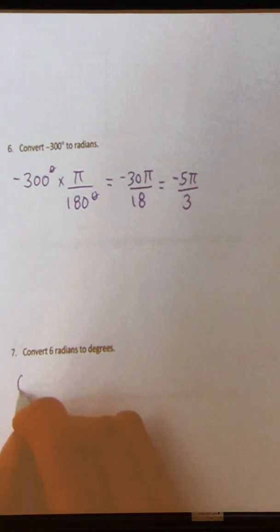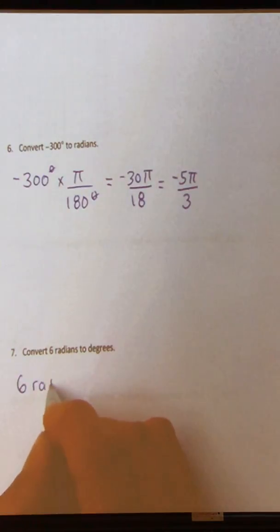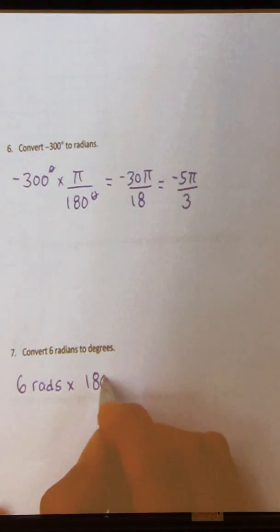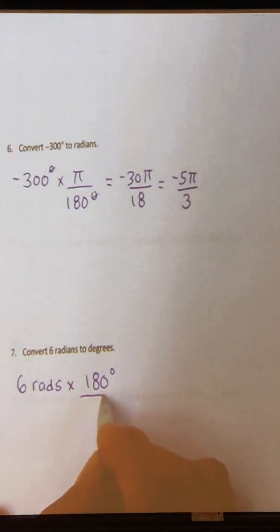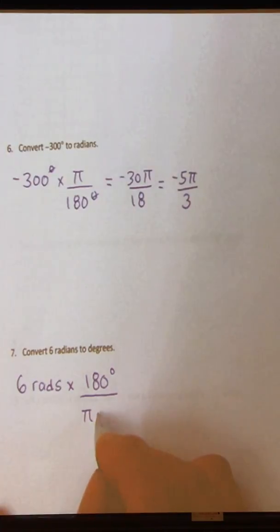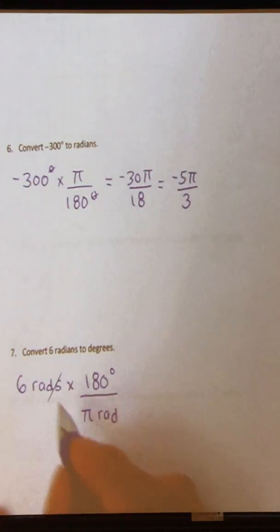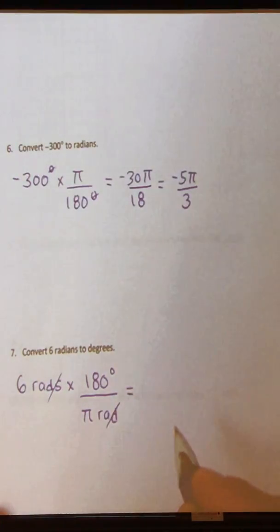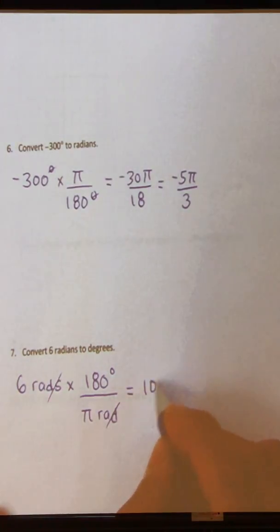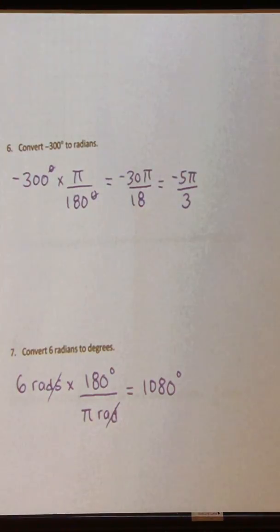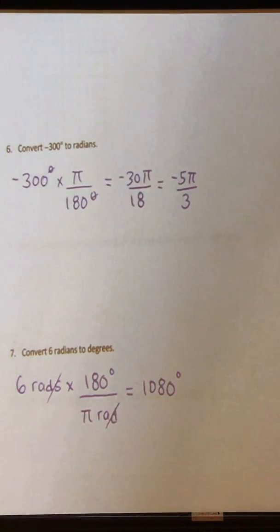Problem 7. Convert 6 radians to degrees. Start with the given measurement, 6 radians, and multiply by the equivalency factor. Here, since we start with radians, we want the degrees on top and we want the radian measure down below, so that the radian measure cancels, and 6 times 180 degrees will give us 1,080 degrees. Problem number 8.